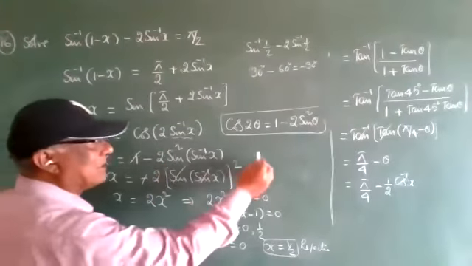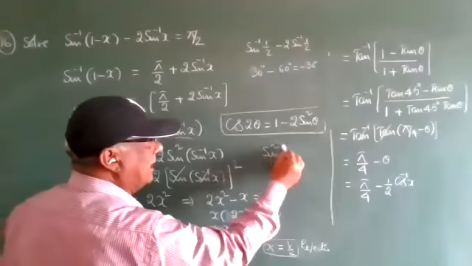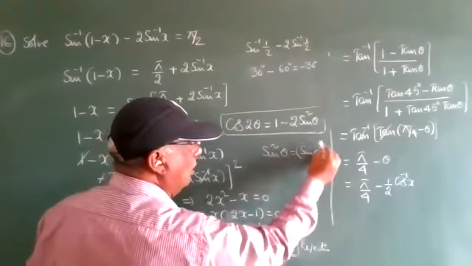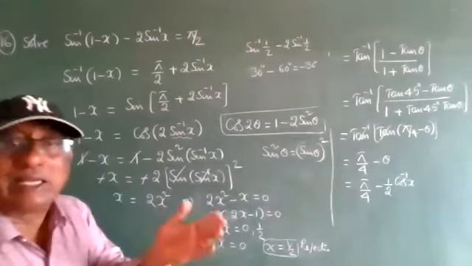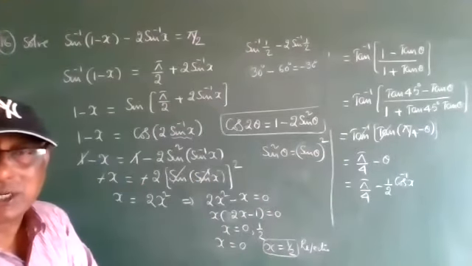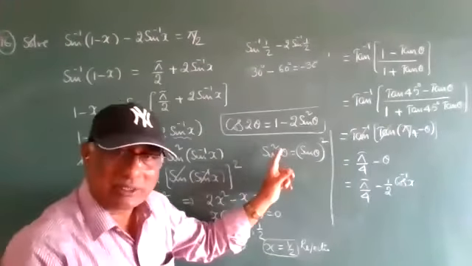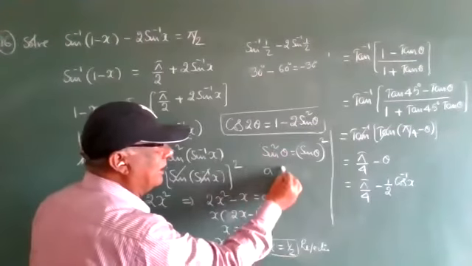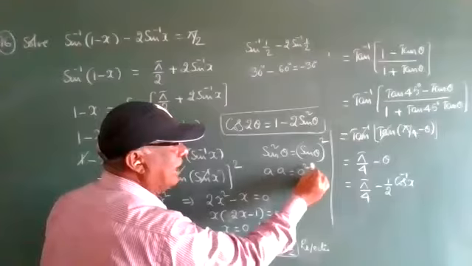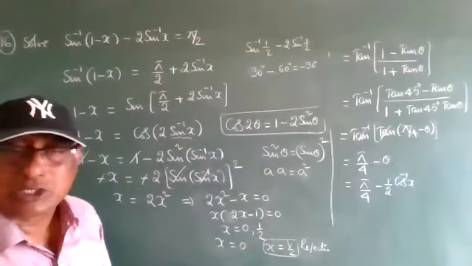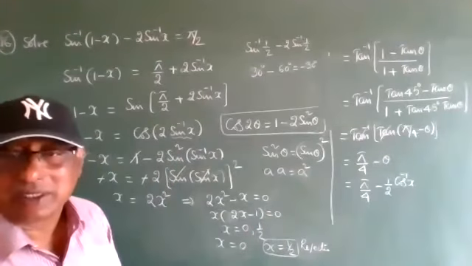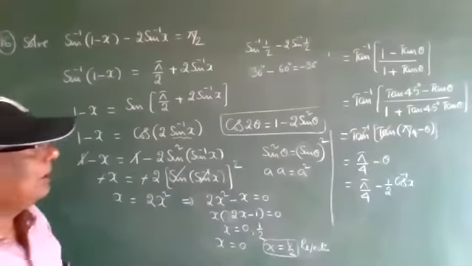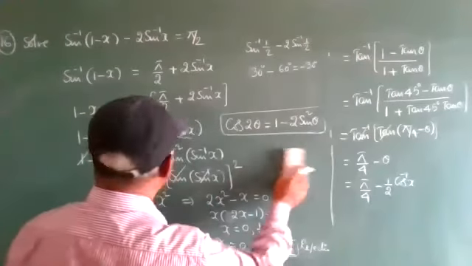Sine square theta means, the correct representation is, sine theta whole square. That means sine theta is multiplied two times. Sine square theta means sine theta into sine theta. So a into a, how can you write? a into a is a square. Okay? a square means a whole square. Is the point understood? Right, clear everyone?